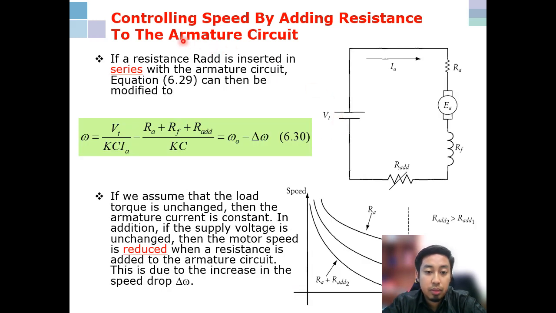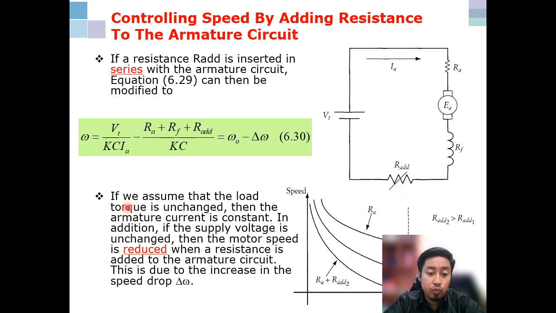So by controlling the speed by adding a resistor to the armature circuit, if an additional resistance R additional is inserted in series with the armature circuit, equation 6.9 can be modified like this: Ra plus Rf plus R additional. According to this, your circuit will be like this. The same goes for the other types, like the separately excited and shunt motors. The additional resistor will be here.